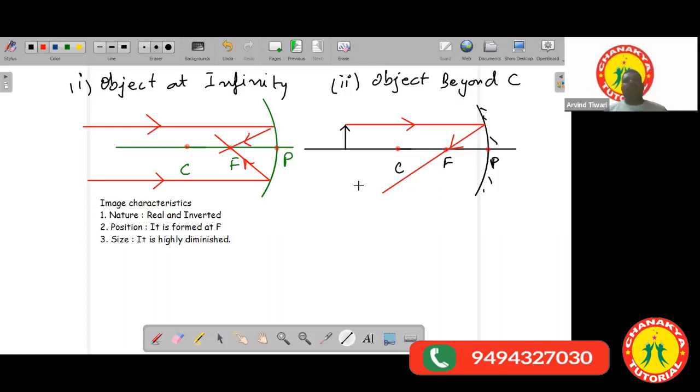For the second one, you have two options. Either you can choose a light ray passing through the focus, or you can choose a light ray passing through the center of curvature. Either you can choose like this, passing through the focus and becoming parallel to the principal axis after reflection, or the other way, you can choose the second light ray to be passing through the center of curvature. The ray of light is passing through the center of curvature and getting reflected back along the same direction.